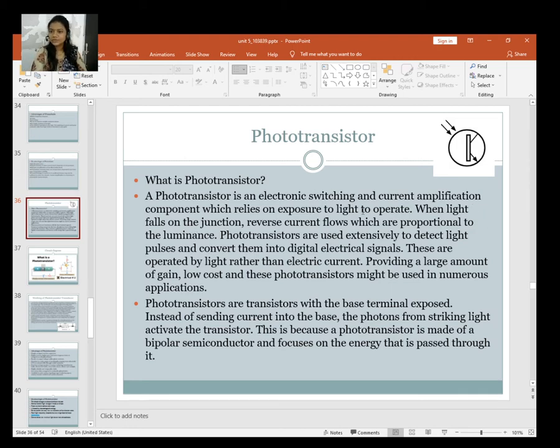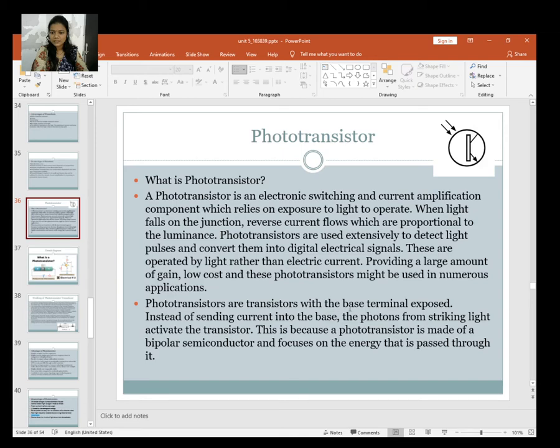This is the symbol of a phototransistor. When light falls onto the junction, the reverse current flows, which is proportional to the luminance of light. Phototransistors are used extensively to detect light pulses and convert them into digital electrical signals. These are operated by light rather than electric current, providing a large amount of gain at low cost, and the phototransistor is used in numerous applications.